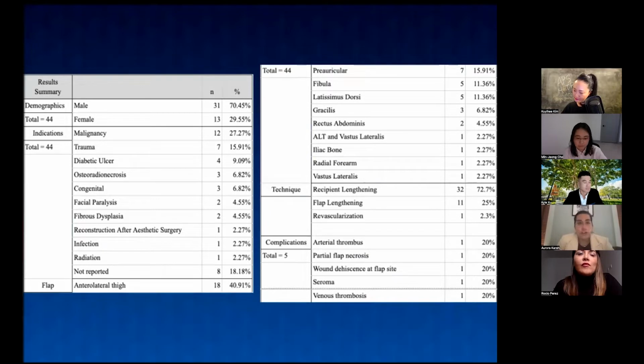All 44 AV grafts in the study were taken from the descending branch of the lateral circumflex femoral artery, which is the ALT pedicle, of course. And then there were a variety of different flaps that were used in addition to the AV graft for reconstruction. There were 5 complications across 44 patients. Only one, the venous thrombosis, was truly a vascular complication that was intrinsically a vascular problem that could be attributed to the AV graft.